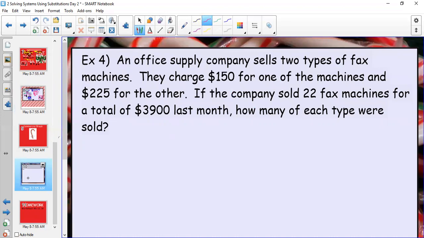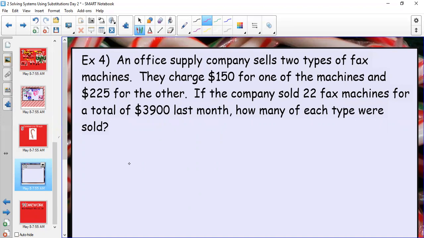Okay, so it says an office supply company sells 2 types of fax machines. They charge $150 for one of the machines and $225 for the other. If the company sold 22 fax machines for a total of $3,900 last month, how many of each type were sold?